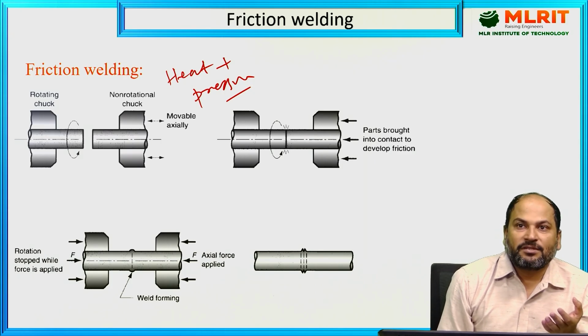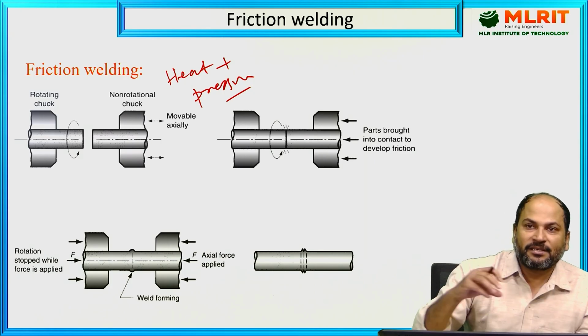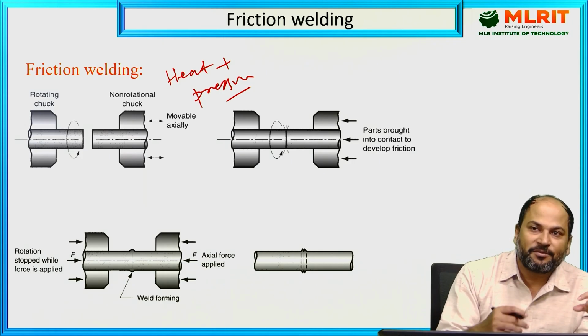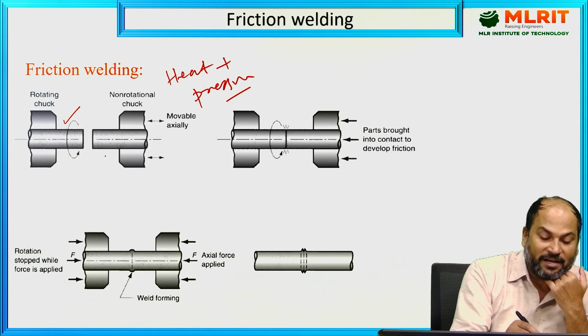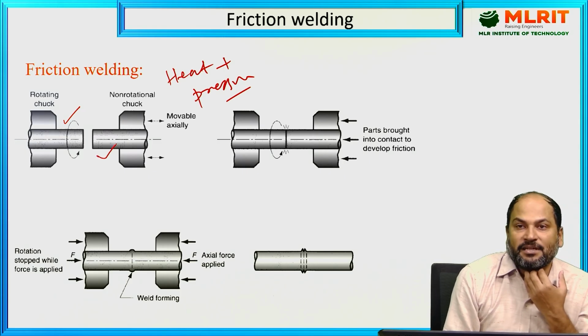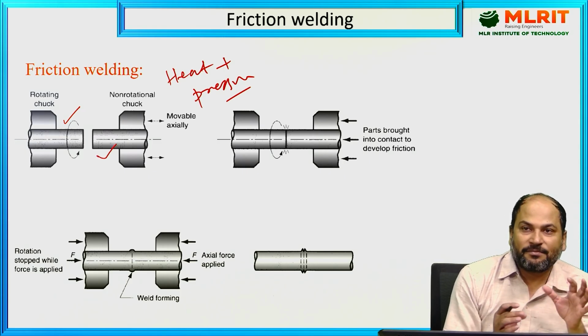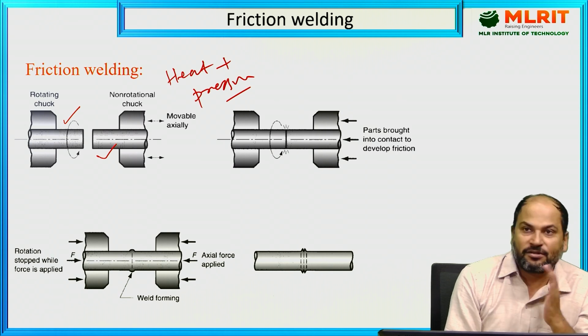The drawback in this process is that only a part which has axial symmetry can be welded by this one, just like a cylinder. You can see here, this is one pipe and this is another pipe, a cylindrical shape. If it does not have this kind of shape, it will not be welded by this process. This is the drawback of this process.